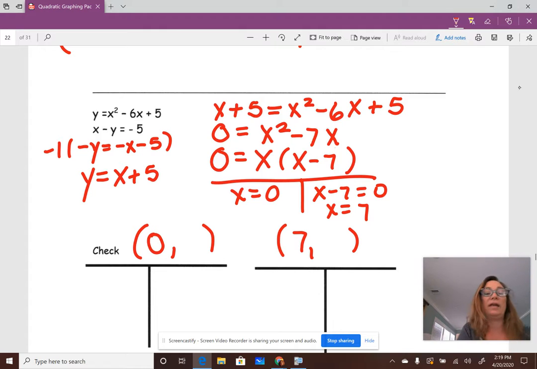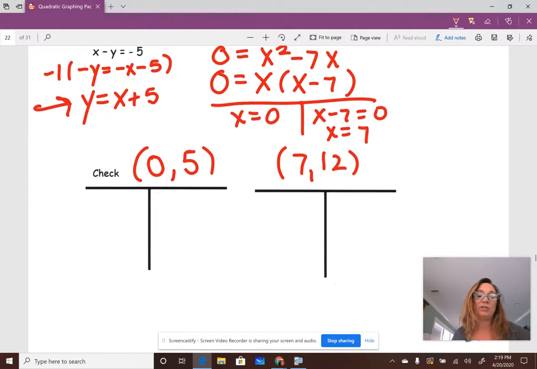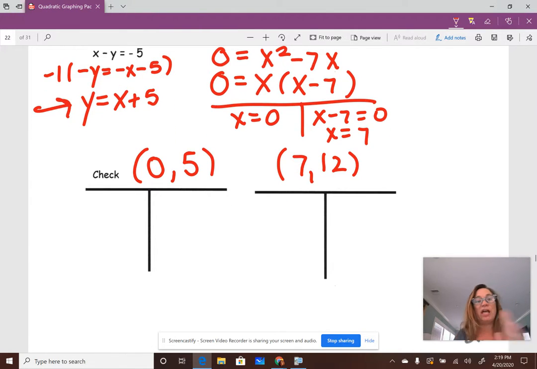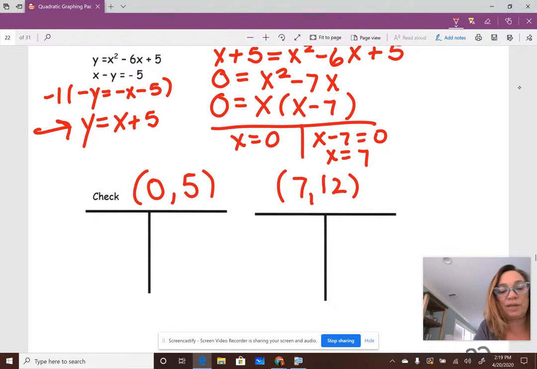All right, so I'm going to go right here. 0 plus 5 is 5. 7 plus 5 is 12. All right, so how do you do a check? Now you can use your graphing calculator to check, which is lovely, or you can use substitution to check.